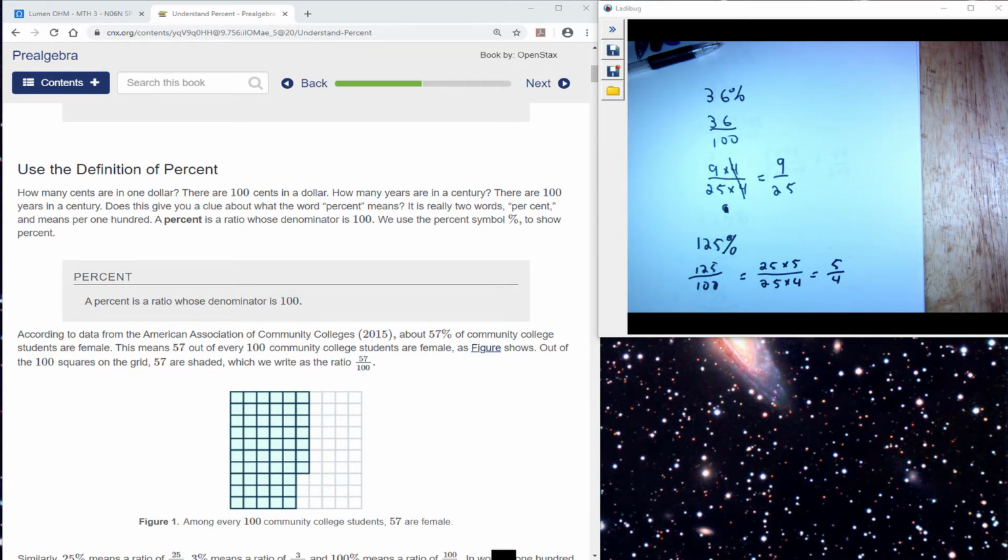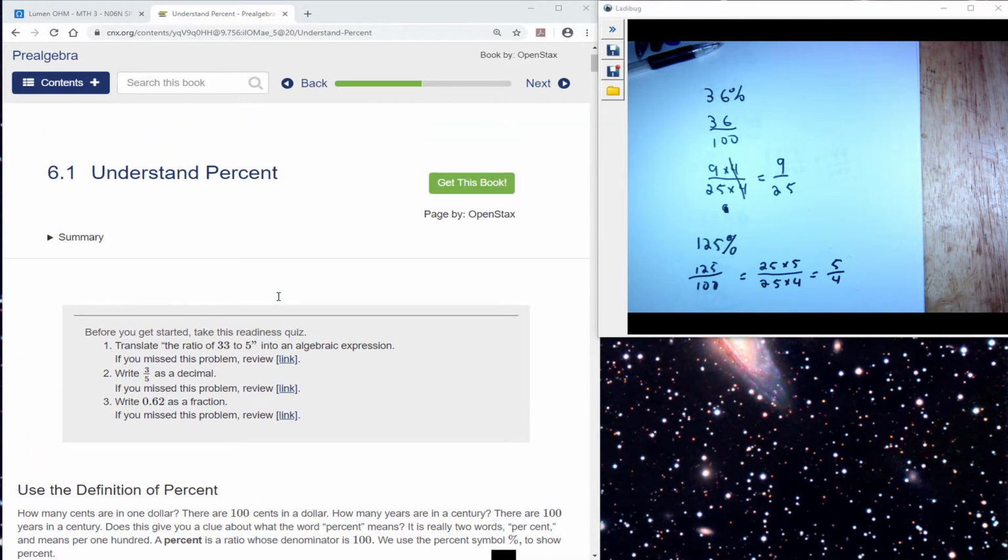This is Math 3. This is Chapter 6, Section 1.